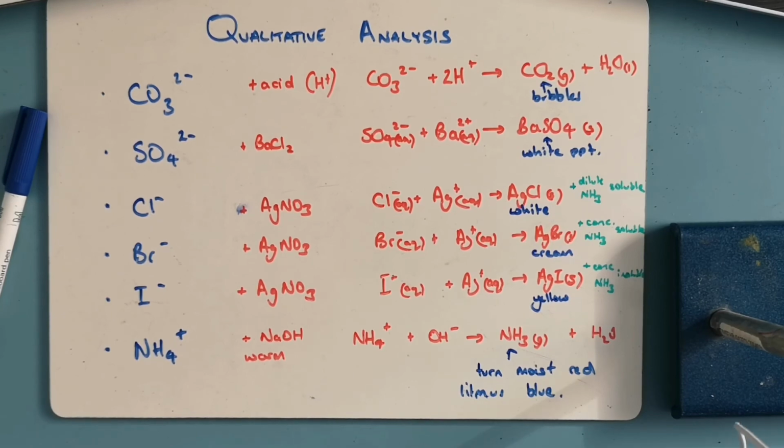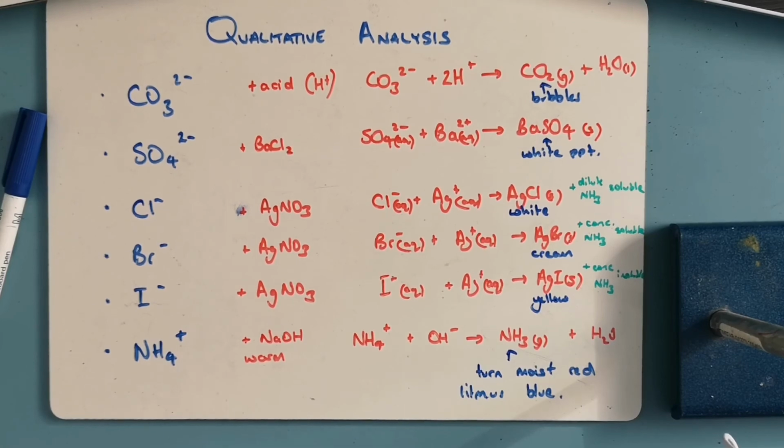So those are the ions you have to be able to identify on the OCR A-Level Chemistry course.